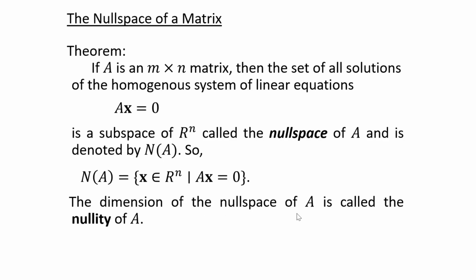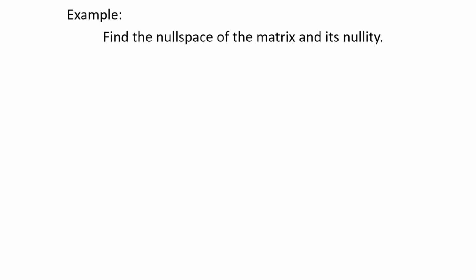The dimension of the null space of A is called the nullity of A. So again, take note of the term. We have the null space of A, and the dimension of this null space of A is called the nullity of A. Example: find the null space of the given matrix and its nullity. So we have this matrix A.